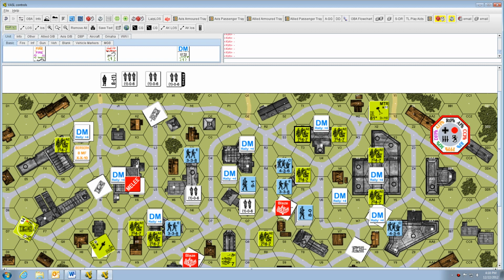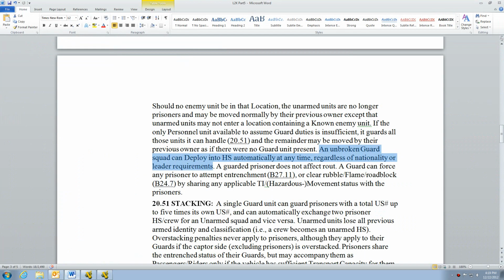So this is a Russian. So if you have Russian units and they're accepting, a full squad is accepting prisoners, you can immediately deploy them into 2 half squads without having a leader there or any other requirements. It's not based on nationality or leader requirements.